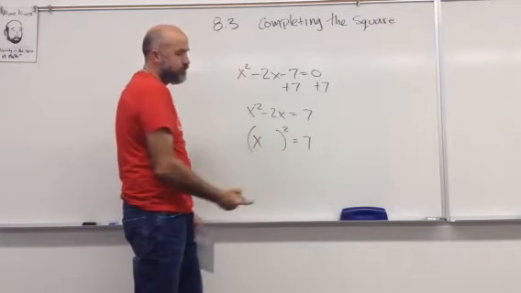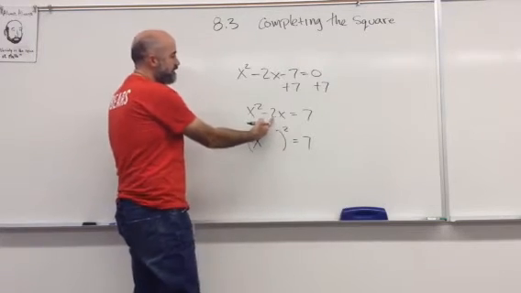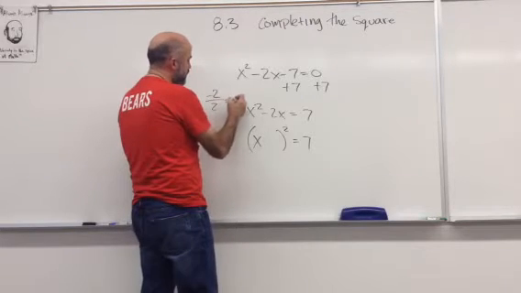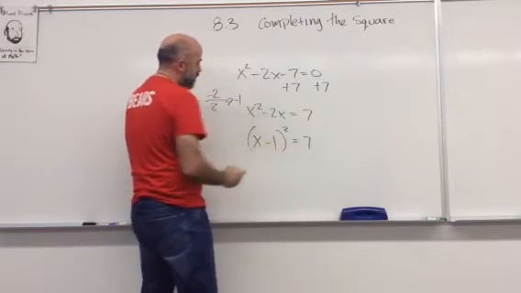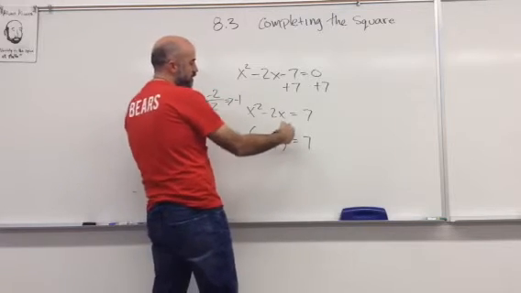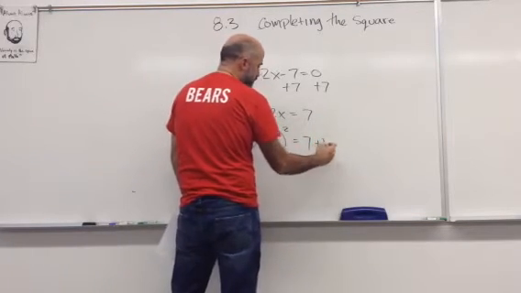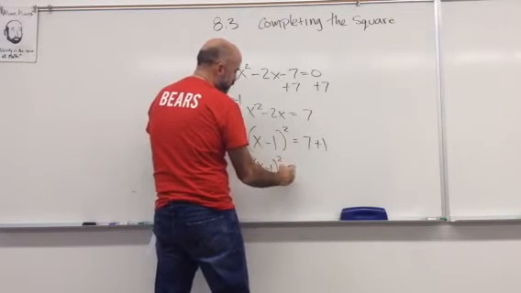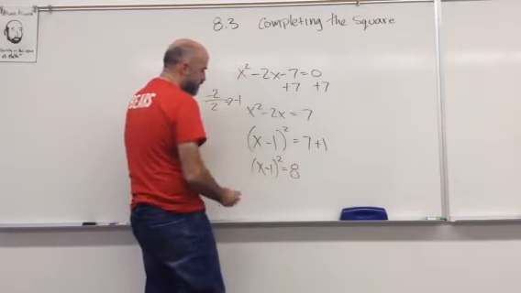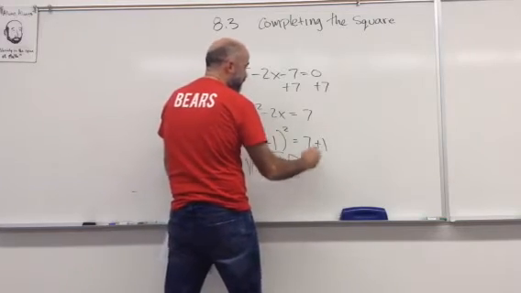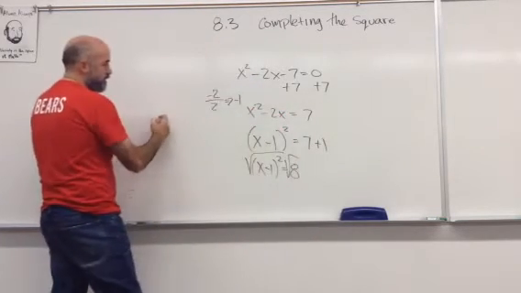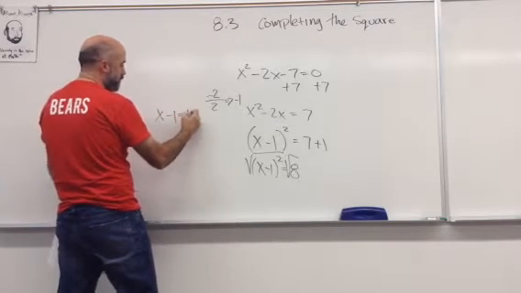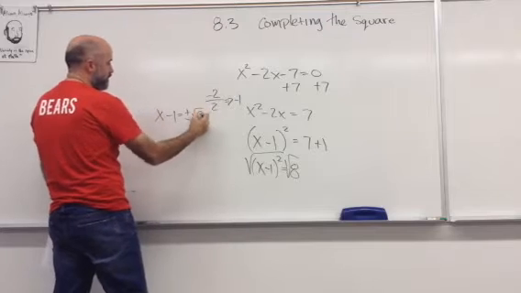In here is always b over 2. b is negative 2. Negative 2 divided by 2 is negative 1. So minus 1. Negative 1 squared is plus 1. (x minus 1) squared equals 8. Square root both sides. So x minus 1 equals plus or minus the square root of 8.